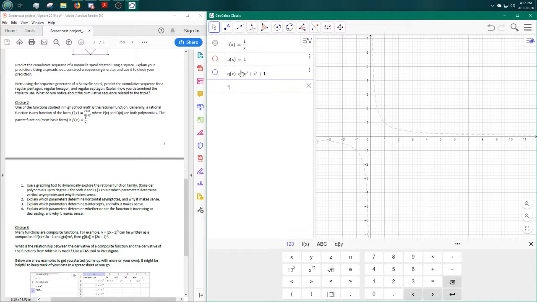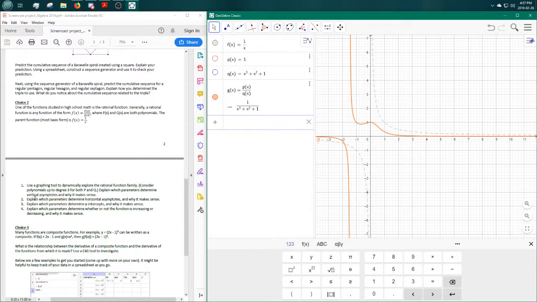So now I'm going to write another function, g of x equals p of x over q of x, written as a rational function. There. And here we go. So now we have, for my parent graph, a new, very wonky looking graph. I'm going to use this to figure out the first couple of questions here.